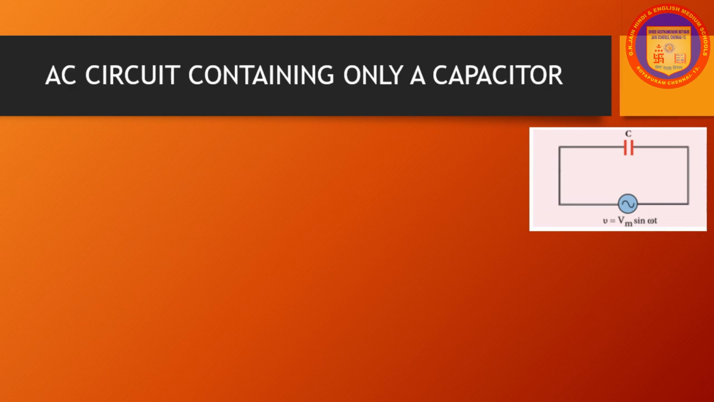AC circuit containing only a capacitor. Consider a circuit containing a capacitor of capacitance C connected across an alternating voltage source. The alternating voltage is given by V is equal to Vm sin omega t.